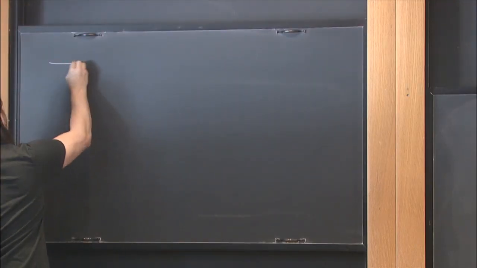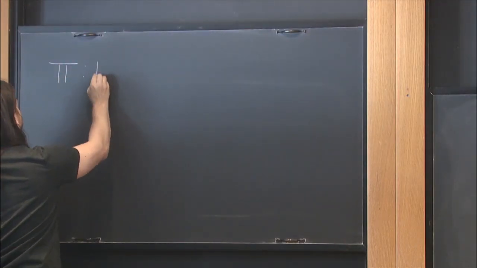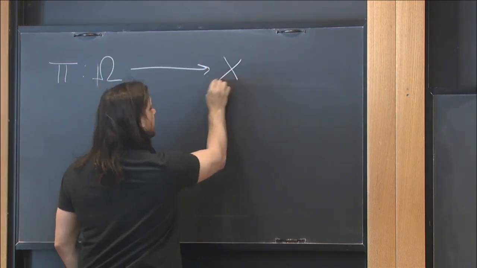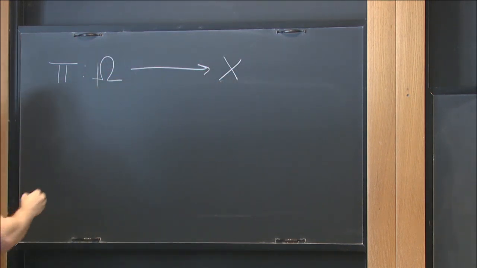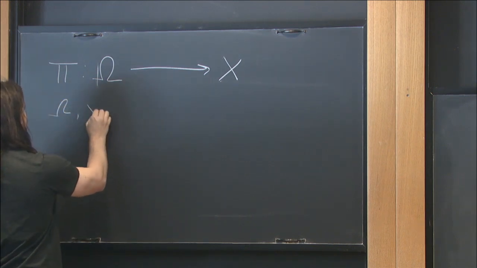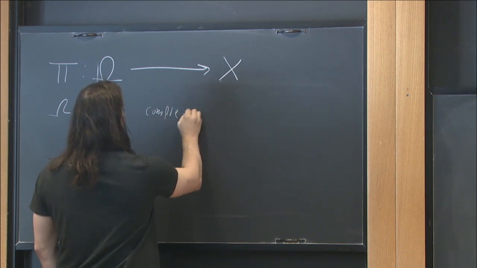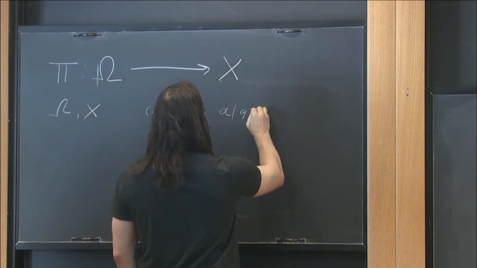So let me start by setting the context for the kinds of problems we want to talk about. I'm going to be working with a map between two different spaces. Let's call them omega and X, such that both omega and X have complex algebraic structures.